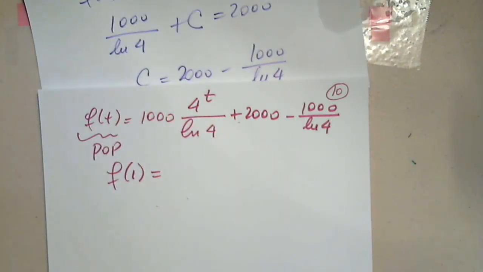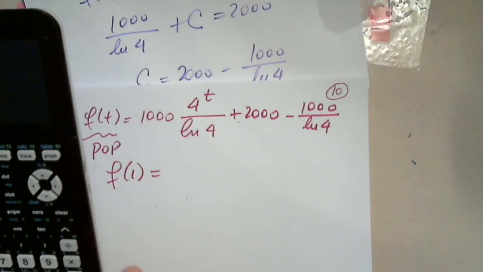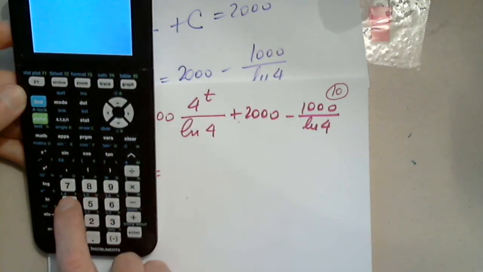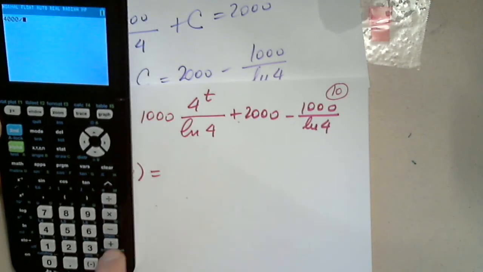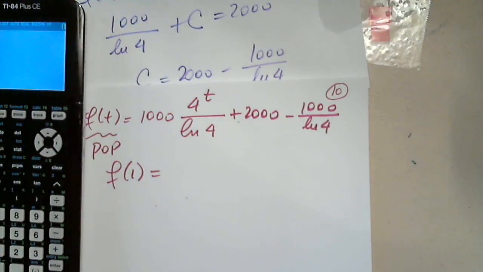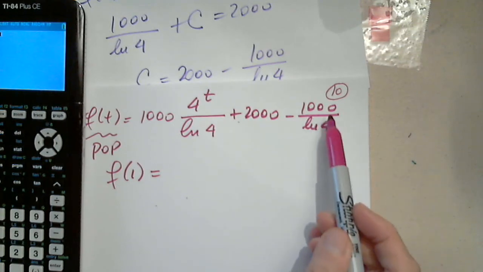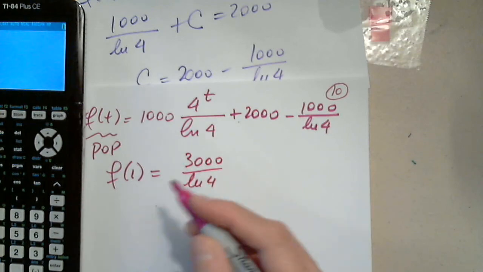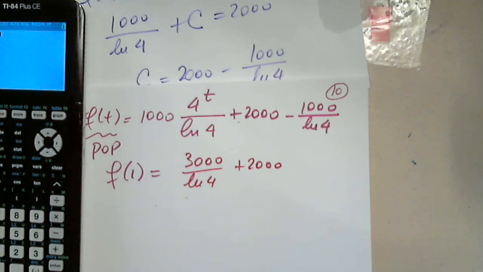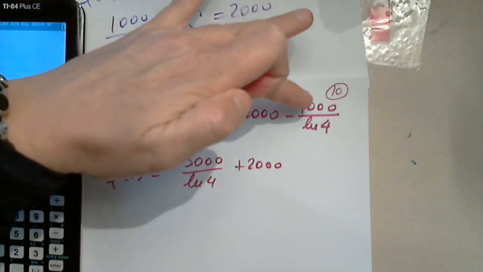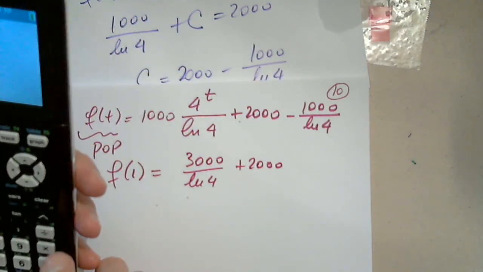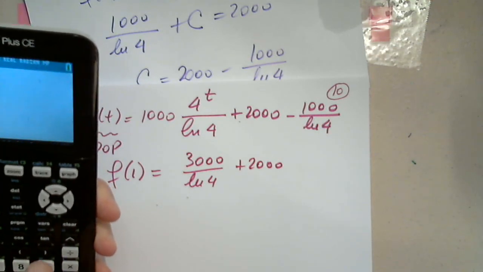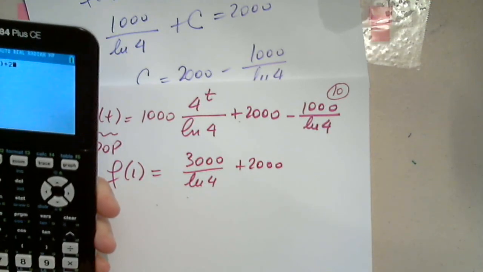Since it's just one value, I'm not going to put it in the table. So 4 to the first power is 4. So 4,000 divided by natural log 4. Oh, wait a second. So 4,000 over natural log 4 minus 1,000 over natural log 4 is 3,000 over natural log 4. So I don't have to put that in. I'm just going to do 3,000 divided by natural log 4, and then plus 2,000.